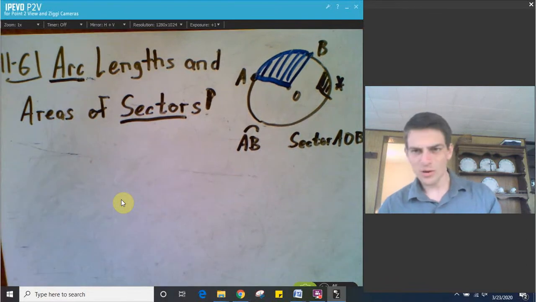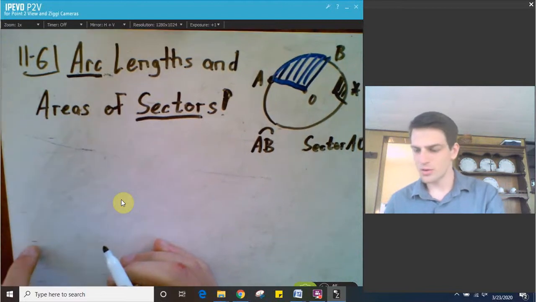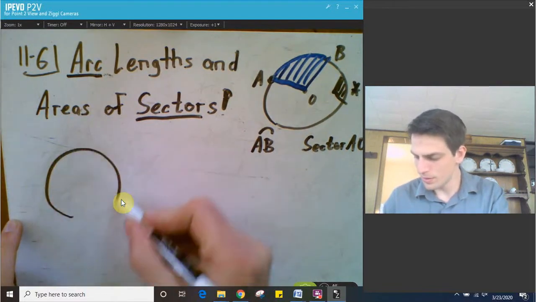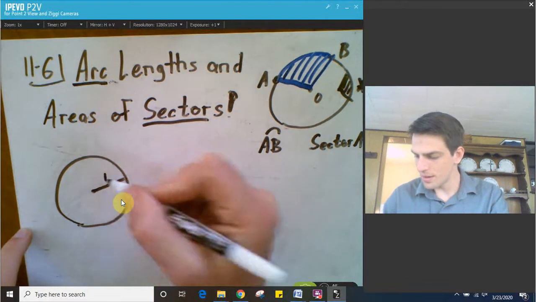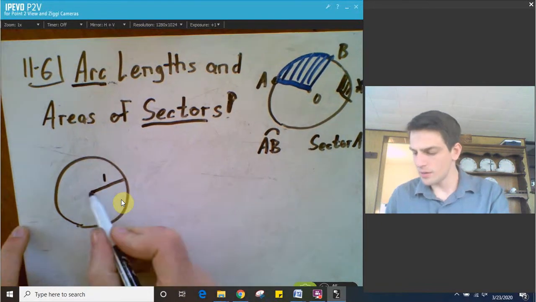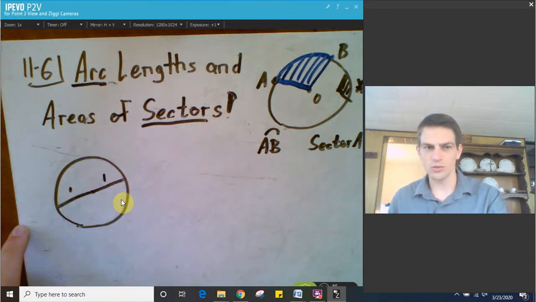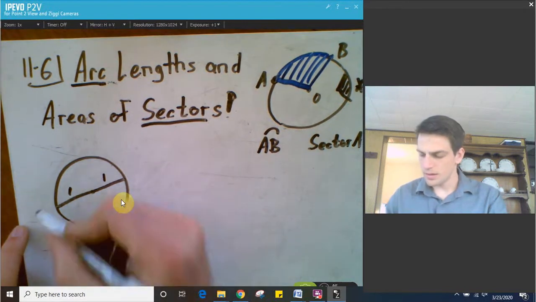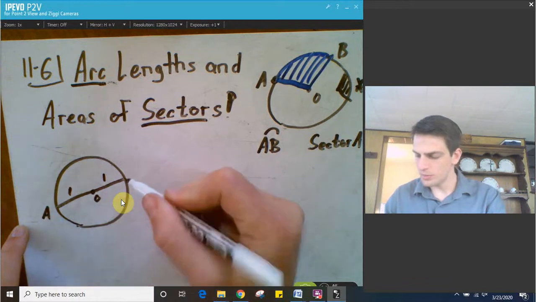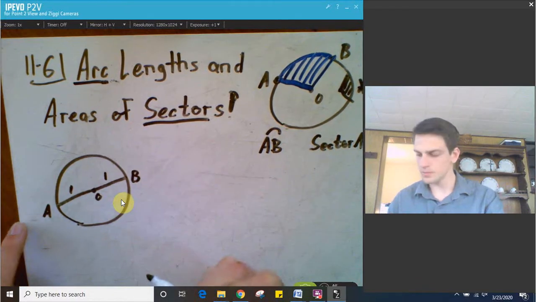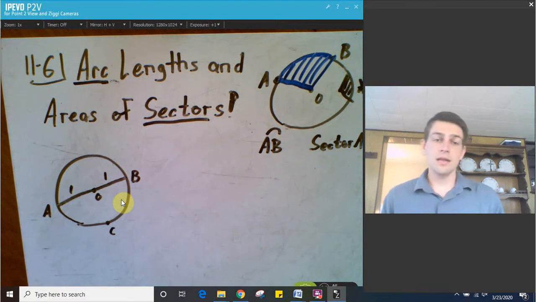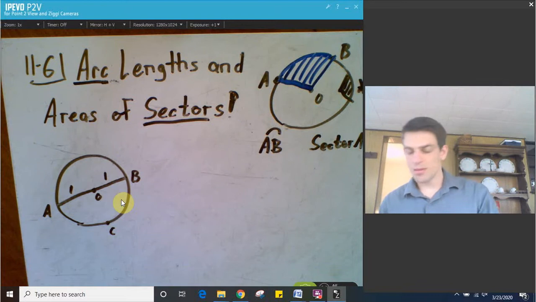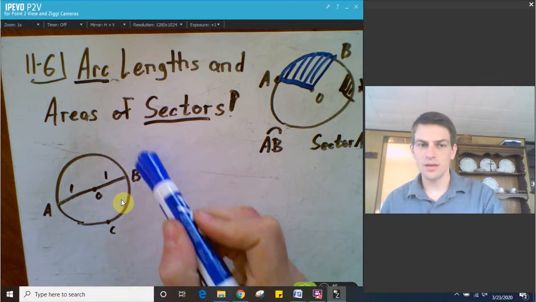So, let us start by considering somewhat of a simple example. Let's say I start with a circle, and let's say this circle has a radius of 1. We'll keep it nice and simple. And let's think about if I draw a diameter in here, so this other piece is also going to be 1. And I'm going to make the center of this circle O, this endpoint A, this endpoint B. I'll put a C down here as well. Why not? So, let's say that we want to find the length of arc ACB.